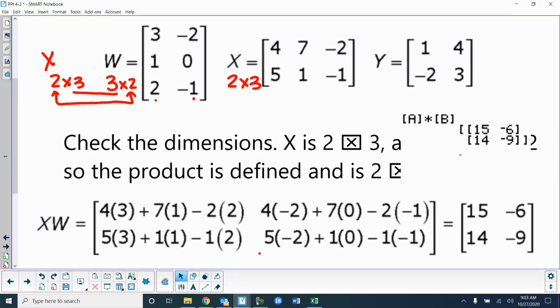Okay, so we got the same numbers, right? 15 negative 6, 14 negative 9. Okay, so you can use your calculator to do the matrix multiplication. Okay? But I wanted to show you by hand in case something happens to your calculator, or for those of you that don't have one.